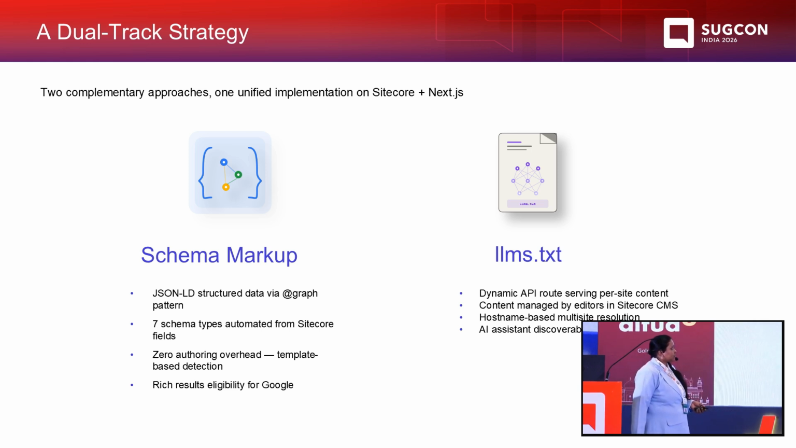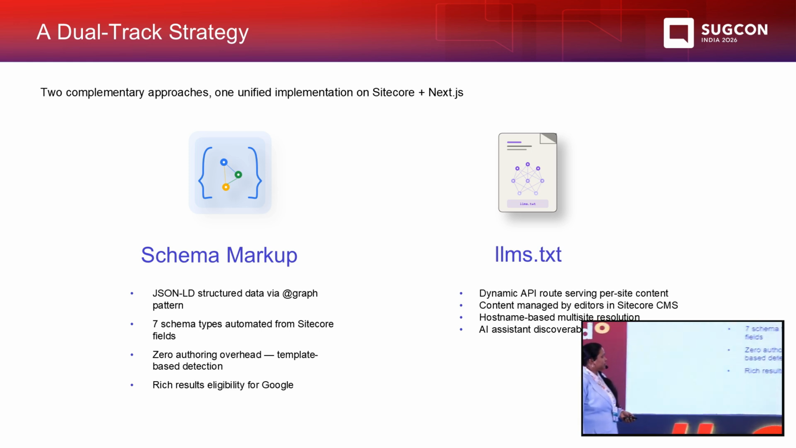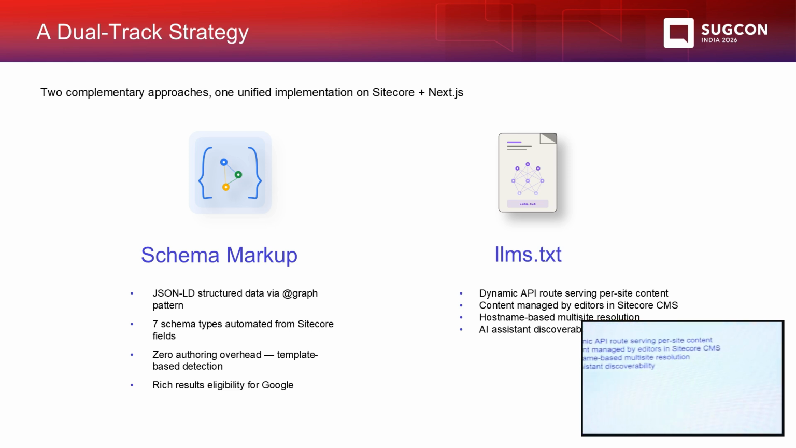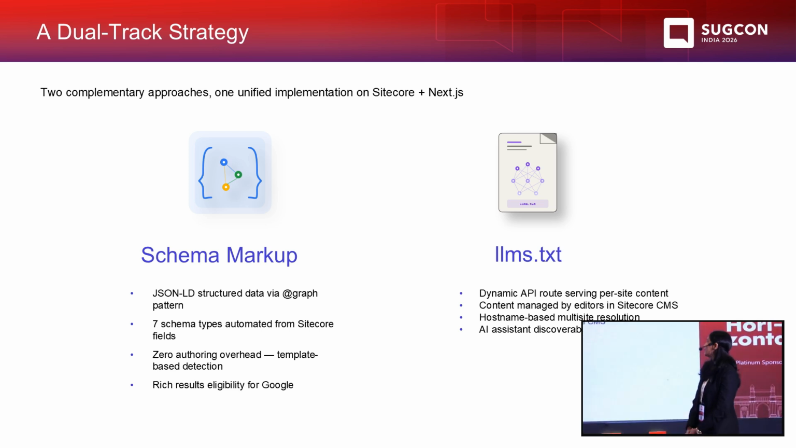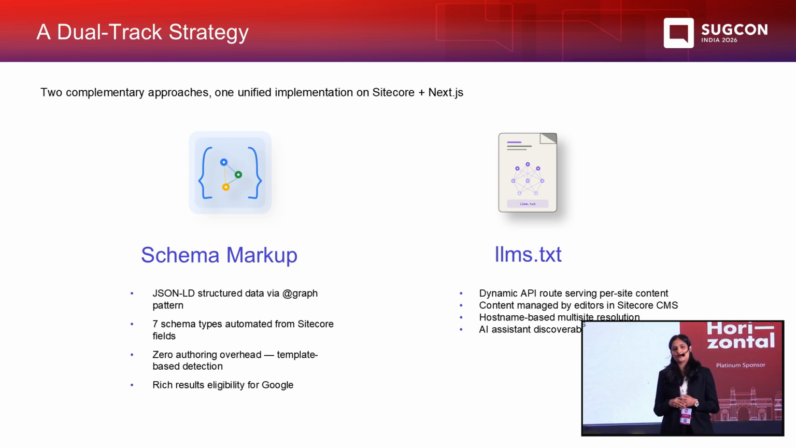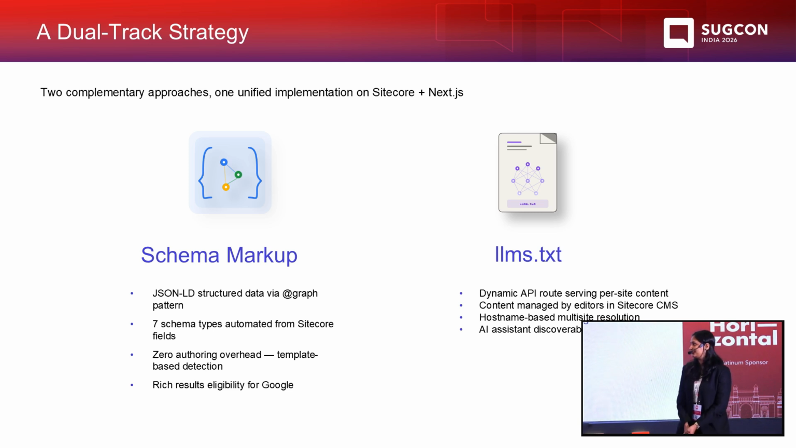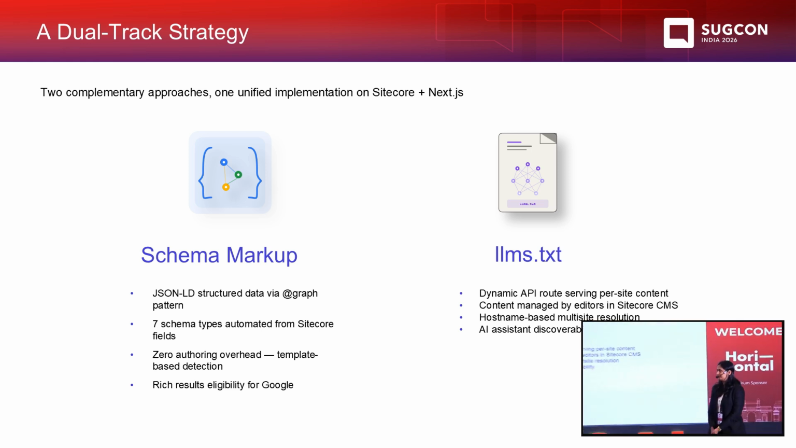On the right side, llms.txt is a dynamic API route that serves content per page. Content is managed by the content editor and content author right inside Sitecore CMS, using hostname-based multi-site resolution. It will give your brand as AI-generated question and answer. These two combined form our AIO. That's the gap we are filling today with this presentation.